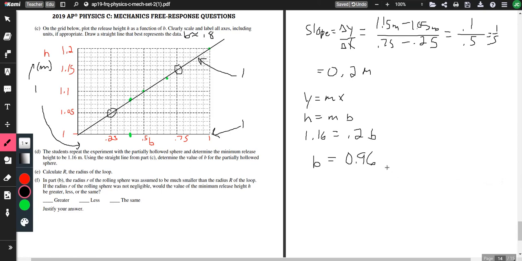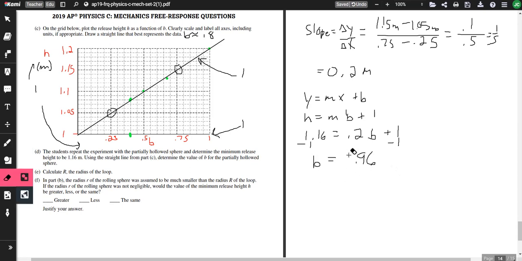Oh, right. Here's the mistake that I made. Because of the fact that this isn't starting at 0, I completely forgot that this has to start with some y-intercept, and in this case my y-intercept is 1. So I actually had to subtract the 1 over first. Let's actually delete this. So this ends up being 0.16 divided by 0.2.